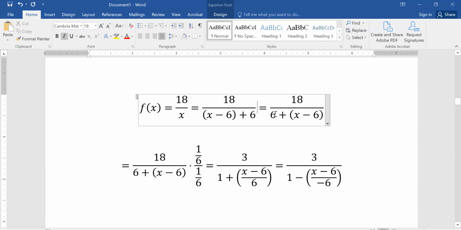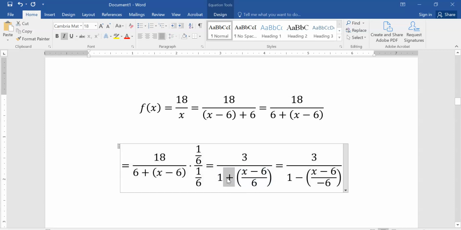The next thing is to get this 6 to be a 1. So we're going to multiply on top and bottom by 1/6. 18 times 1/6 is 3. The denominator times 1/6 is going to be 1 plus (x minus 6) over 6. Now we have a plus sign here. So we can get rid of that plus sign, make it a minus sign, since a plus is the same as subtracting a negative. So we just have to distribute a negative sign into our fraction here.